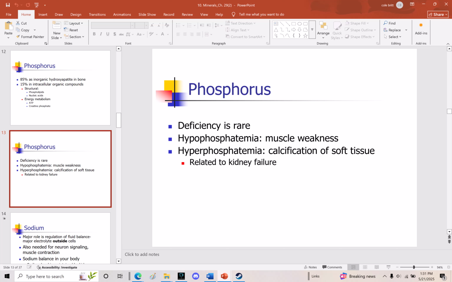Hyperphosphatemia, this one is more common. That's because people who have kidney failure or any issues with their kidneys tend to not be able to excrete excess phosphorus, and that can result in calcification of soft tissue. So it has the same toxicity as excess calcium. Hyperphosphatemia, hypercalcemia, these are all just, when you elevate calcium or phosphorus in your body, that could lead to calcification of soft tissues.